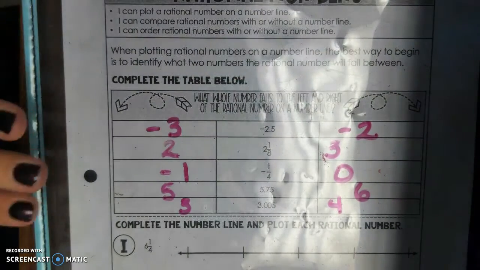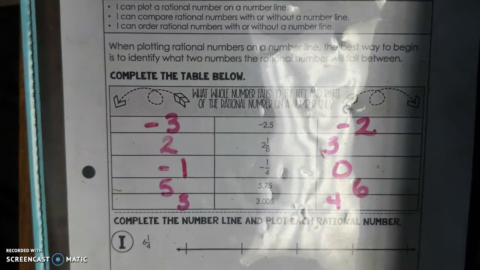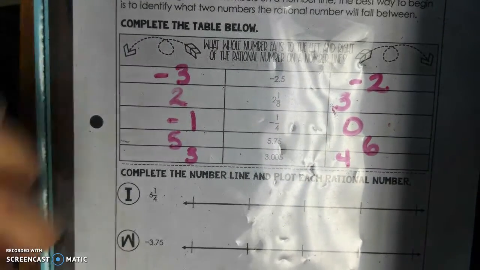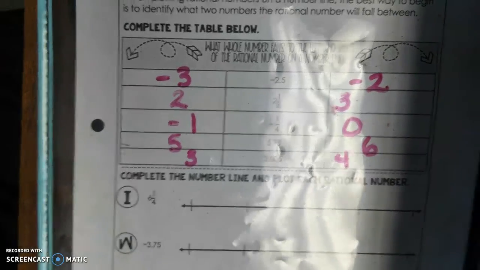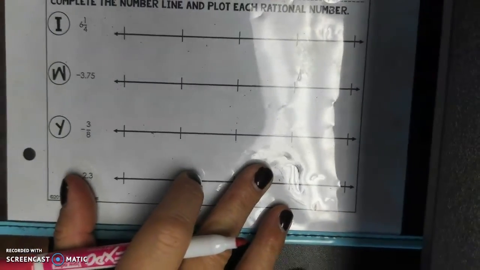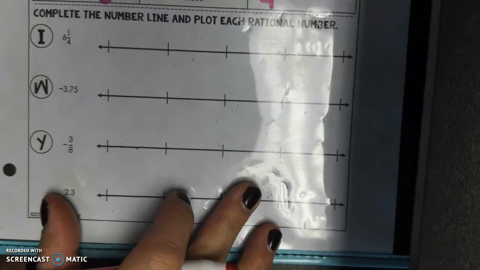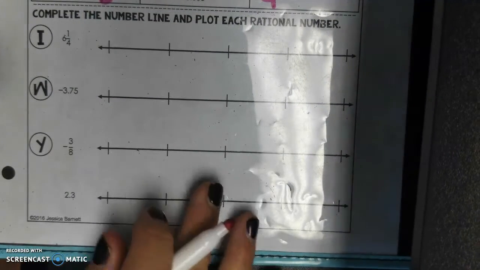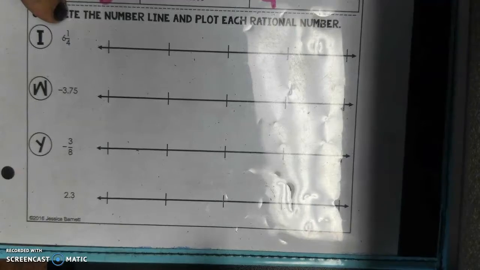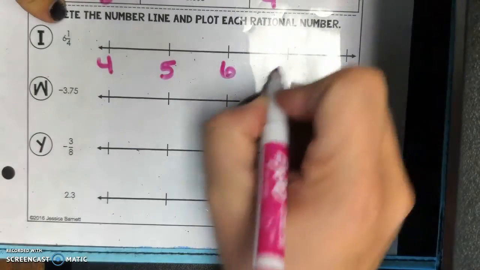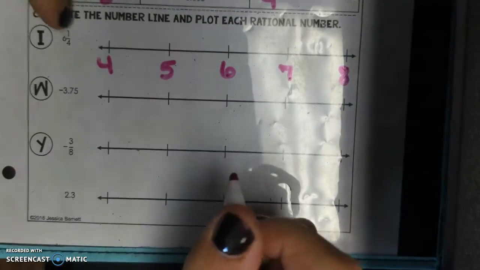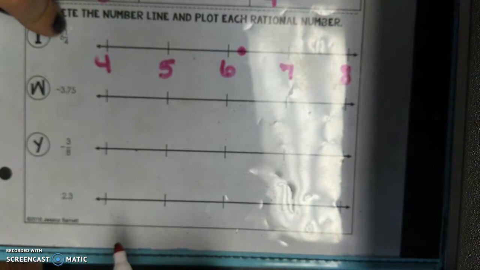Once we find out which 2 whole numbers those belong between, we can complete a number line and plot each rational number. So here I have the number 6 and 1/4. I do apologize, there's a bit of a glare. It's just what happens when I have it in a page protector. So I'll walk you through what I'm doing. Here I've got 6 and 1/4. We know that's going to be between +6 and +7. So I'm going to number my line 4, 5, 6, 7, and 8. 6 and 1/4 is going to be right about there on the number line, less than 6 and 1/2, but more than 6.